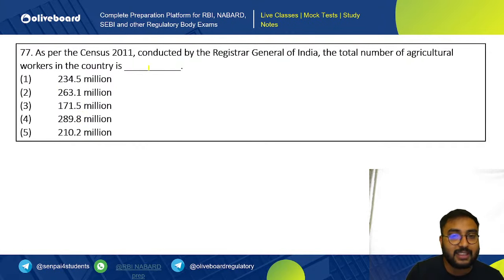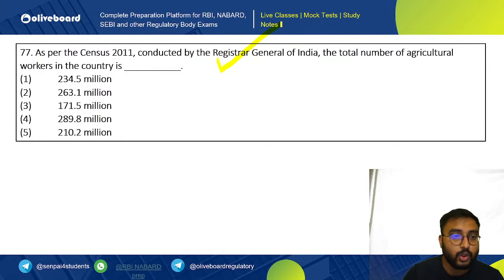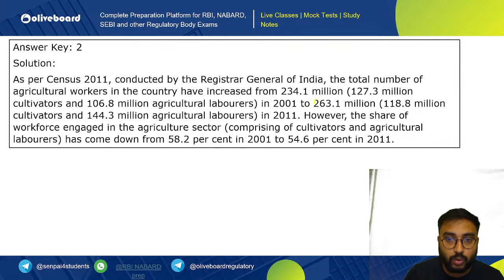As per the 2011 census, which has been conducted by the Registrar General of India, the total number of agricultural workers in the country is dash. So the answer here is 263.1 million. Okay, so 263.1 million: 118.8 million cultivators and 144.3 million agricultural laborers.